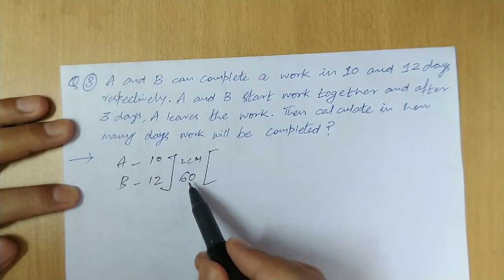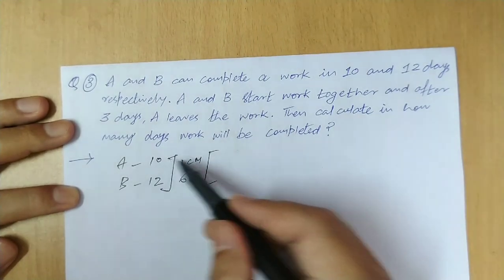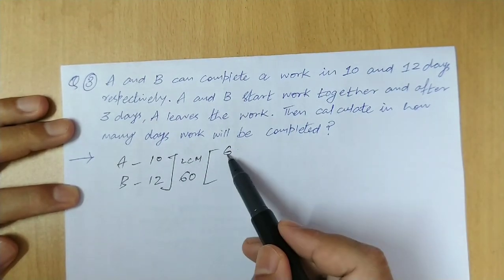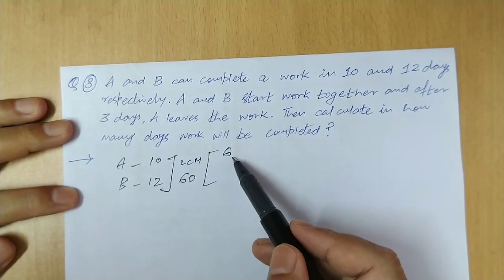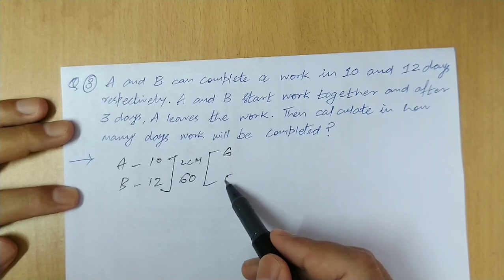60 is our total work. 60 divided by 10, we get 6. 6 is the efficiency of A, the one day work of A, and 60 divided by 12, we get 5.